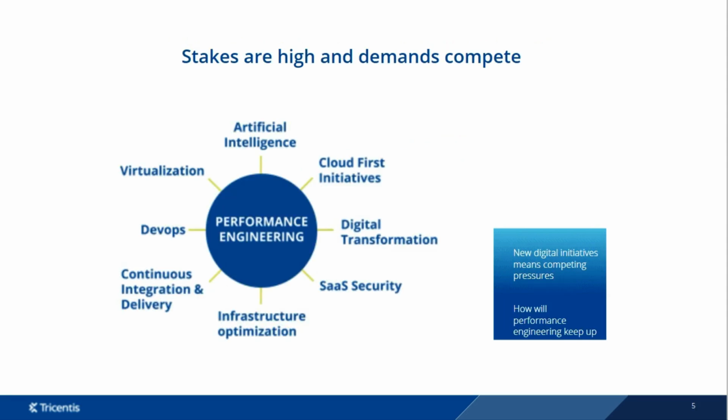For development teams, they're trying to keep up with all of the enterprise requirements that cover everything from AI, cloud-first initiatives, their digital transformation, DevOps, virtualization, SaaS security. And for performance engineering, they need to keep pace with all of these initiatives and make sure they're hitting the highest risk areas that they need to touch so that what they're bringing to market is reliable. And how do they do this? I mean, these are a lot of competing demands and the stakes are very high.